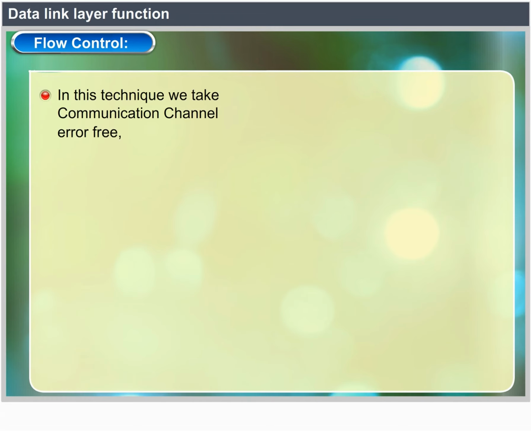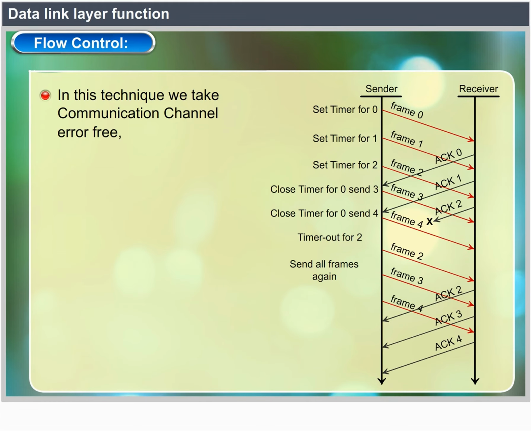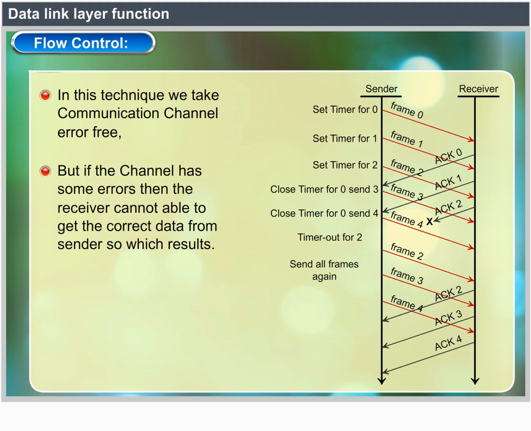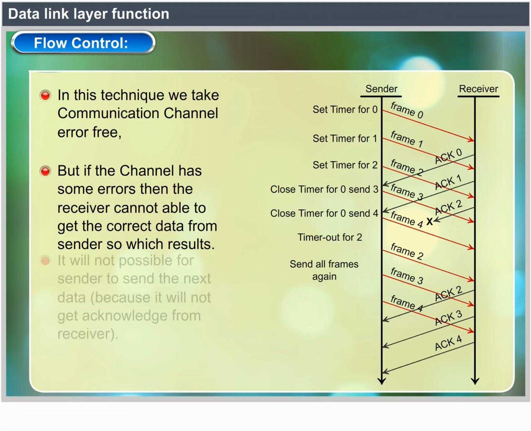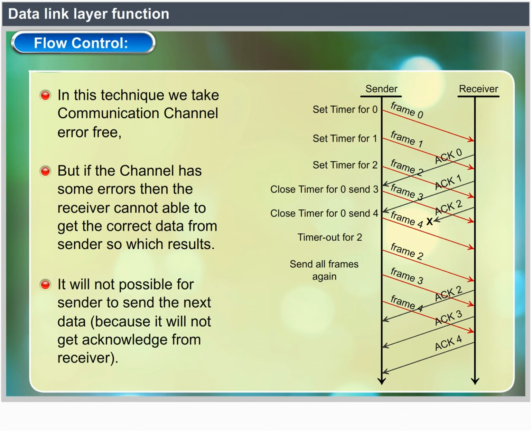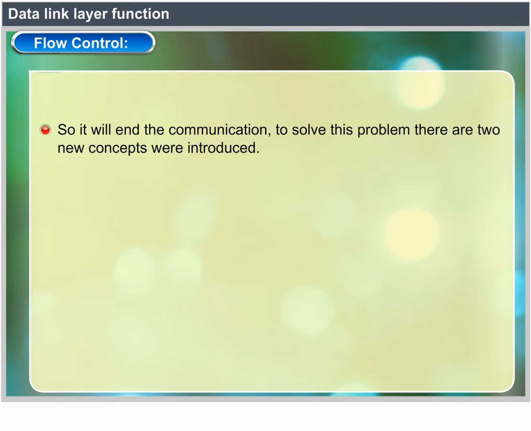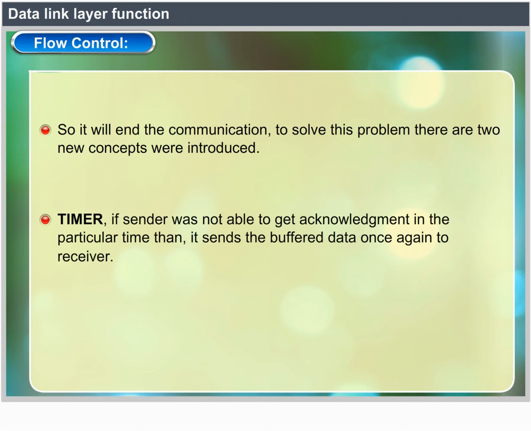In this scheme, we take the communication channel as error-free, but if the channel has some errors, then the receiver is not able to get the correct data from the sender, so it will not be possible for the sender to send the next data because it will not get an acknowledgement from the receiver. So it will end communication. To solve this problem, two new concepts were introduced. Timer. If the sender is not able to get an acknowledgement in a particular time, then it sends the buffered data once again to the receiver. When the sender starts to send the data, it starts the timer.